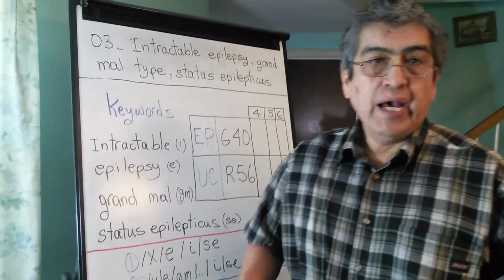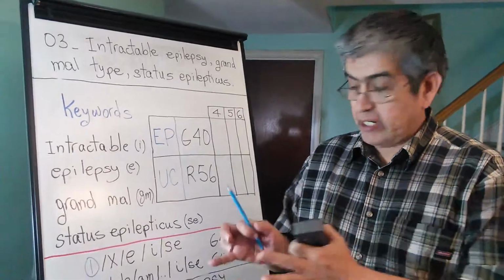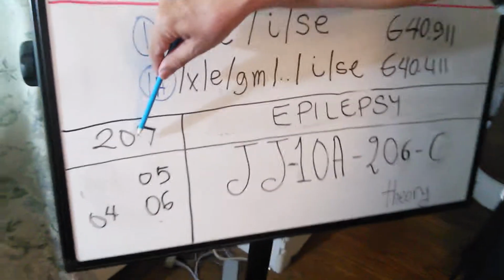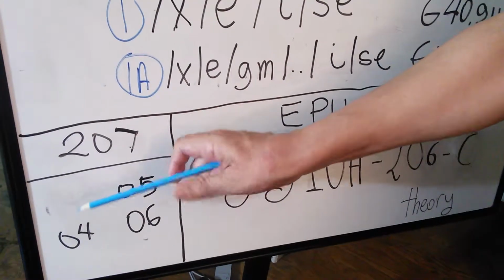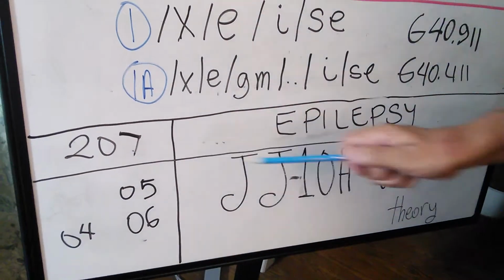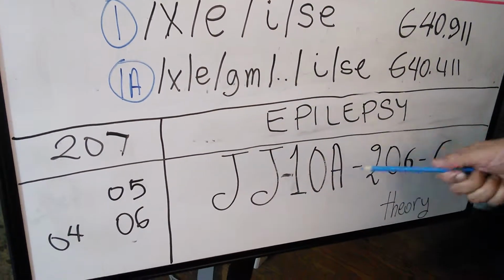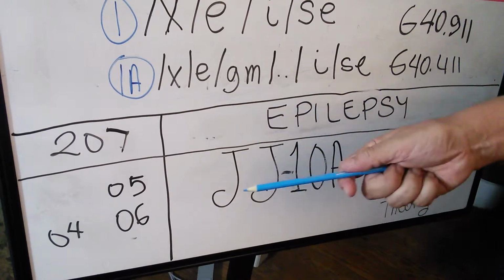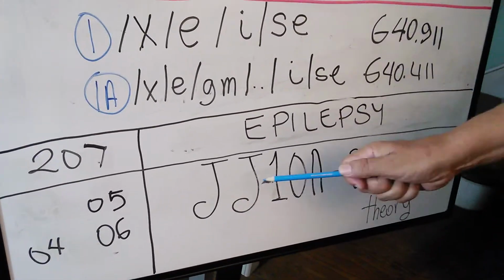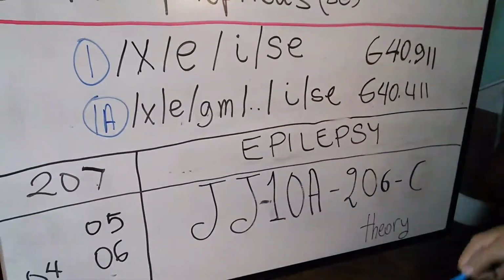How are you? Today we're going to do the first problem in our group of epilepsy. If you come down here, the page of the book is 207 and there was a 3 here. I just erased it, which means that's the one we're going to do. The title of this group is epilepsy, and the theory for all these problems is in this video. You can type this code and you will find the theory for the whole group.